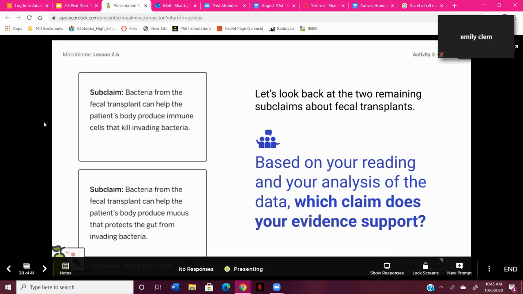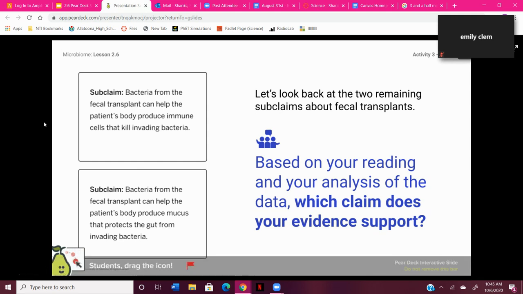All right, so you should have read about that. I want you to come back to this Pear Deck. We're going to look at the subclaims, and we're going to relate those subclaims to what we just read and what we just analyzed in the experiment. So we're going to look back at the 2 remaining subclaims about fecal transplant, and based on your reading and your analysis of the data, which claim does your evidence support? You either had L. reuteri, which is the 3rd experiment, or you had the B. fragilis, which was the 2nd experiment.